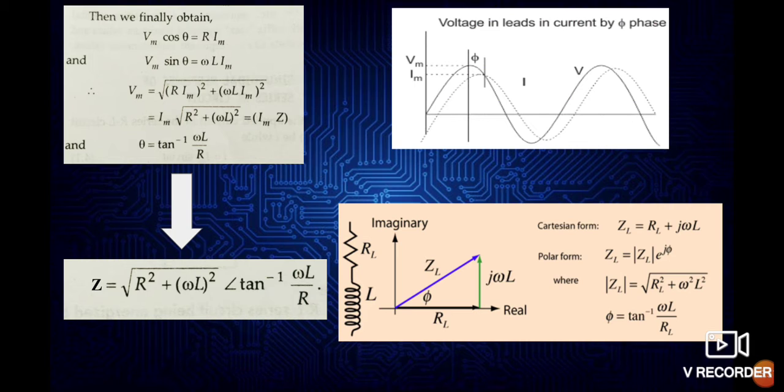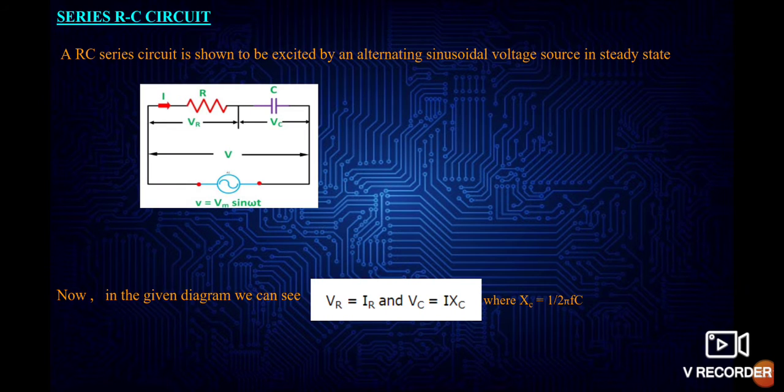Here we have represented it in imaginary and real axis form for the series RL circuit. The x-axis is representing R and the y-axis is representing omega L, and the impedance is given by R plus j omega L in Cartesian form, and in polar form it is given by Z e to the power j phi. So by taking the modulus value, we will get Z equals root over of R square plus (omega L) whole square, and phi will be given by tan inverse of omega L divided by R.